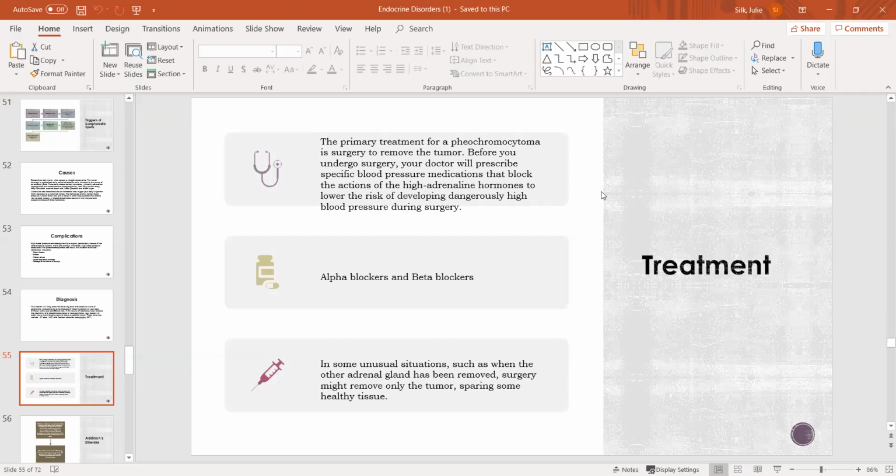In some unusual situations, when another adrenal gland has to be removed, surgery might remove only the tumor, sparing some of the healthy tissue. Generally, they're going to try to save as much of your adrenal gland as possible. Does that make sense?